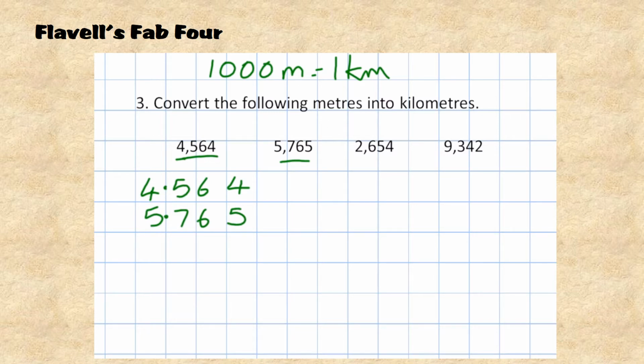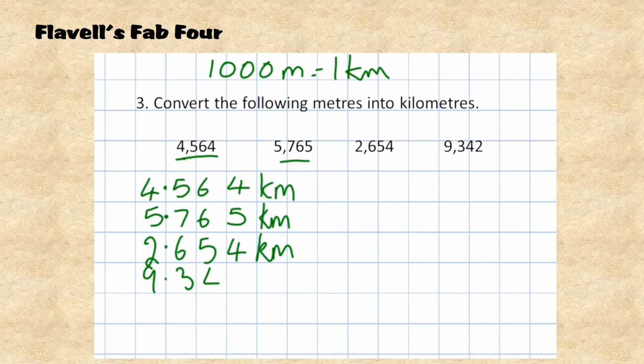Okay. So remember, the measure of these is kilometres. So the next one would be 2.654 kilometres, and the last one will be 9.342 kilometres. Okay, so that actually means 9 kilometres, 342 metres. Okay, and it's putting it with a decimal point, obviously, where the comma goes.